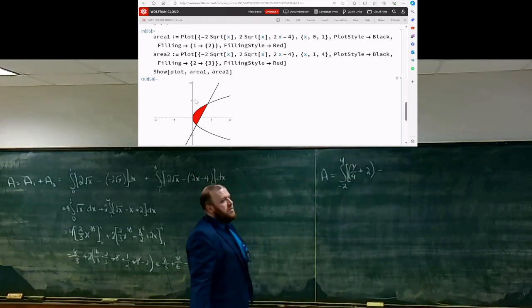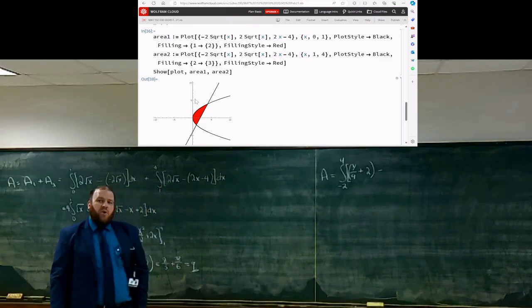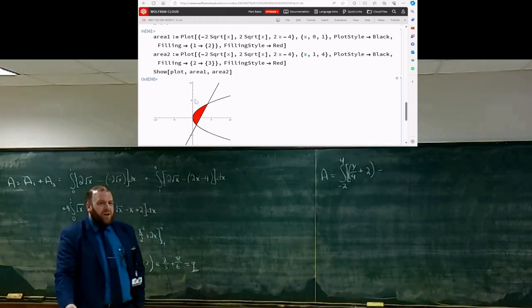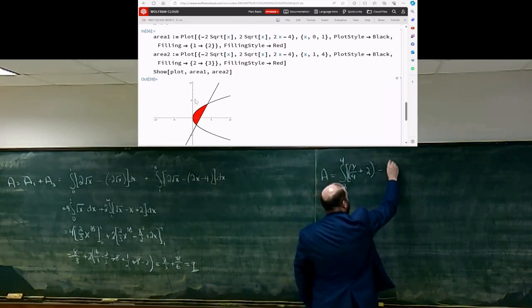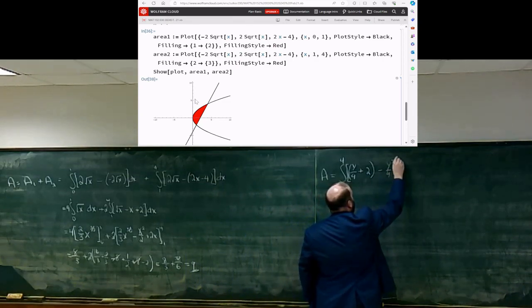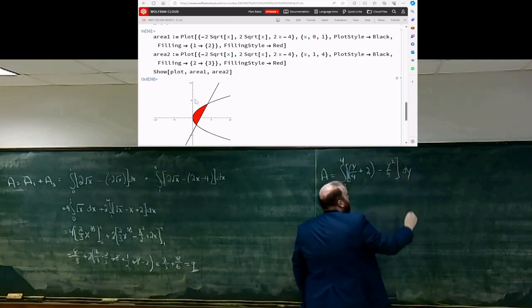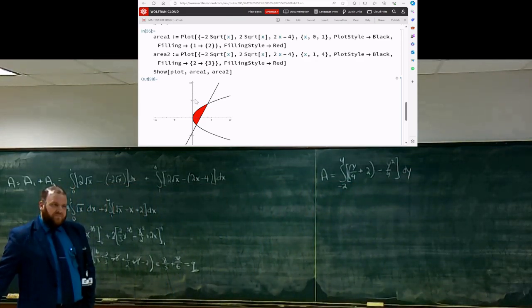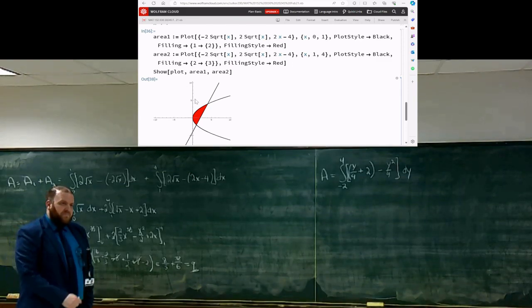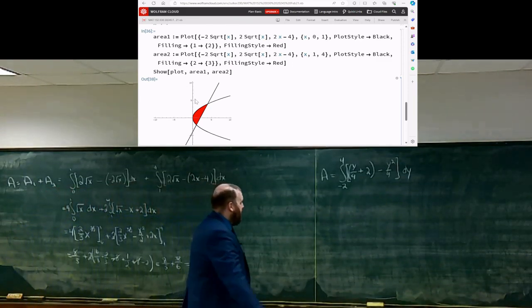Minus your smaller function, which is now that parabola. Y squared equals 4x. So what's x? Now we just have a single integral.